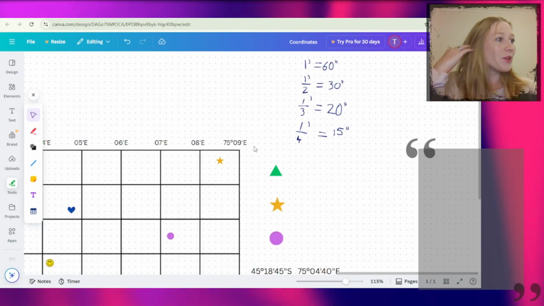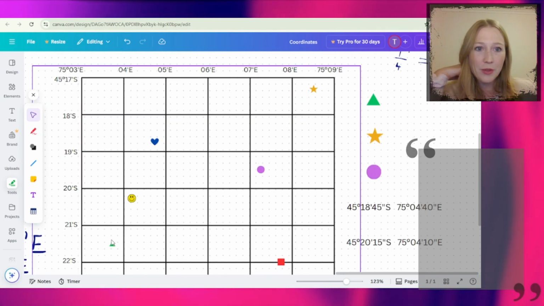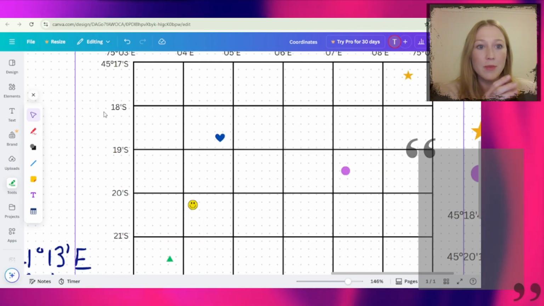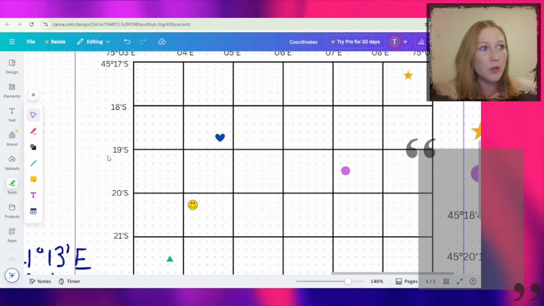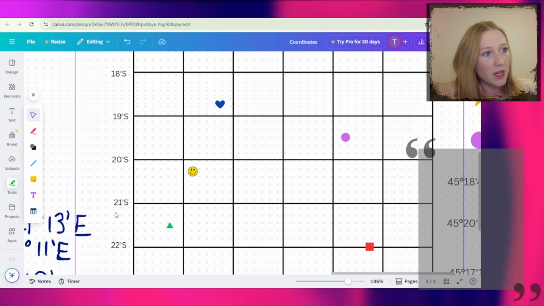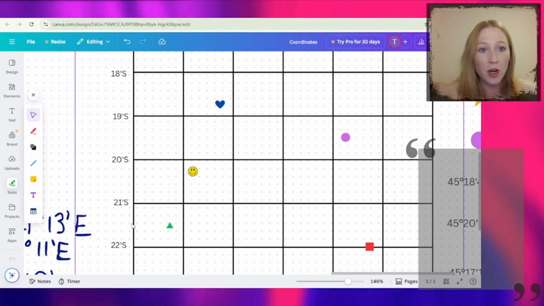Let's try the first one. We have a little green triangle. Let's go find the little green triangle. There's a little green triangle. Now, I already know all of these will be the same degrees. All of this will be 45 degrees south. Now I can see that it's 45 degrees south, 21 minutes, and about halfway through.